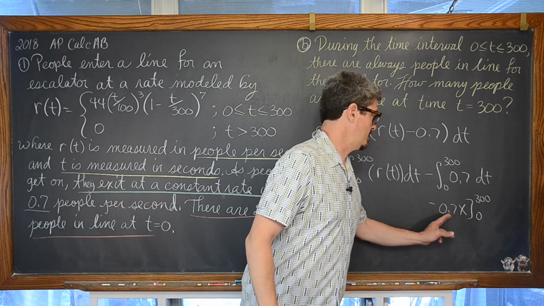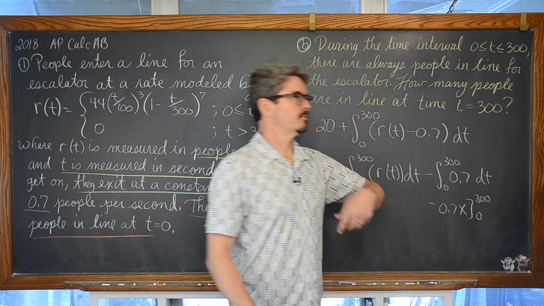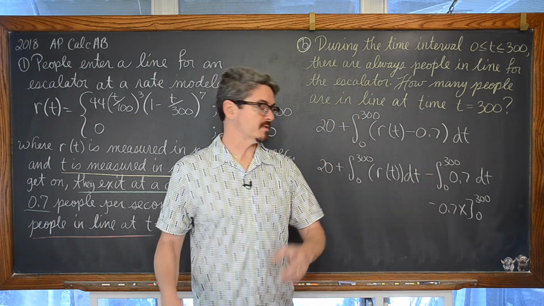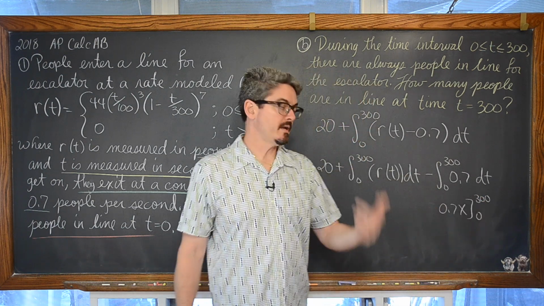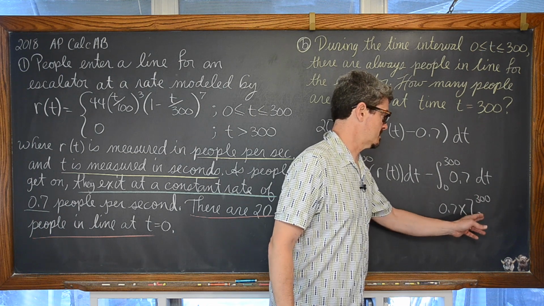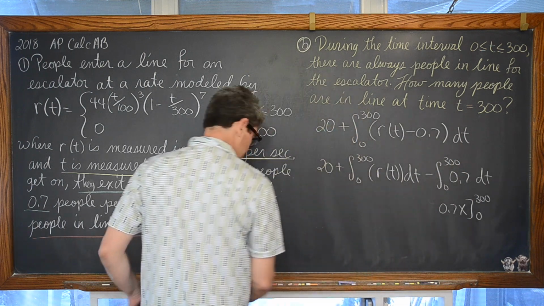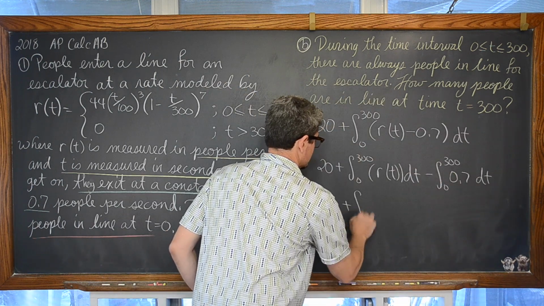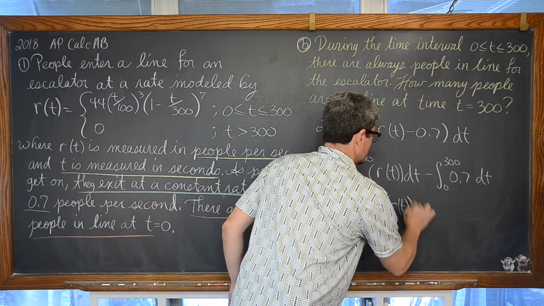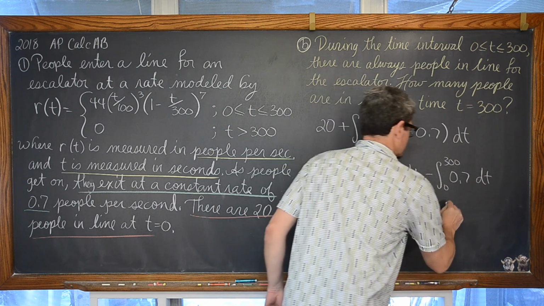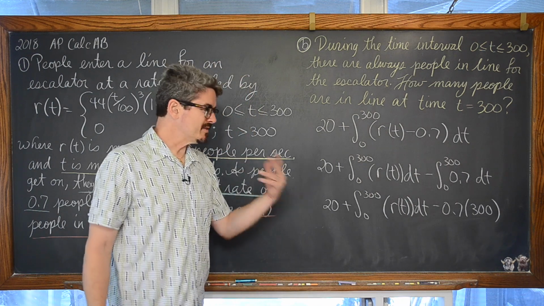So when you plug this in, you're going to have minus 0.7 times 300. Well, we keep maybe the negative out front with parentheses. 0.7 times 300 and then minus the 0.7 times 0. So this is going to just come out to be 20 plus the definite integral from 0 to 300 of r of t dt minus the 0.7 times 300. And you can do that math if you want.